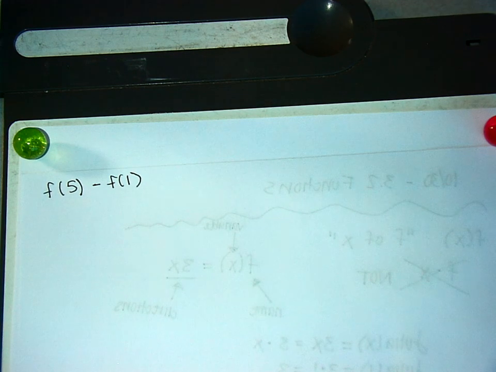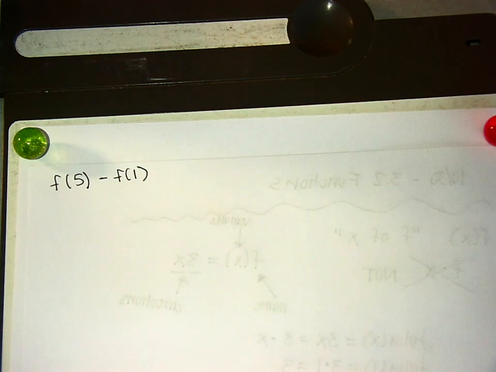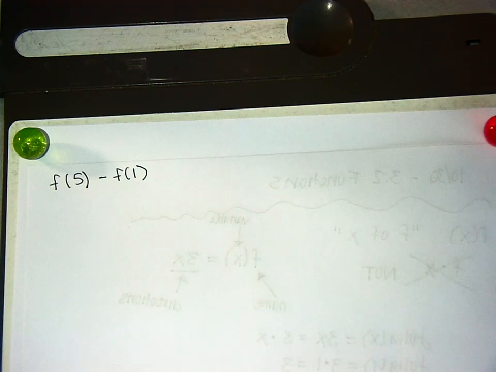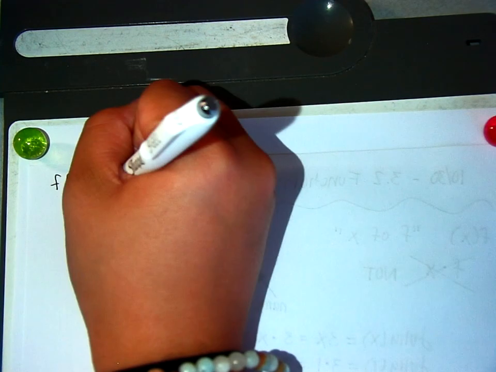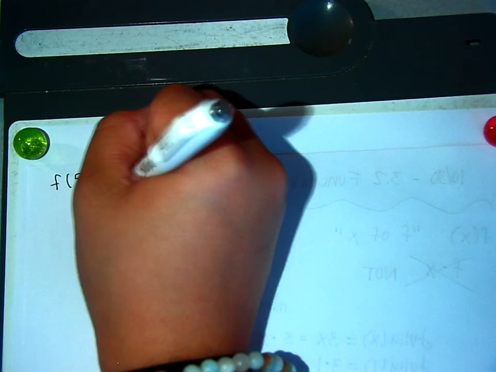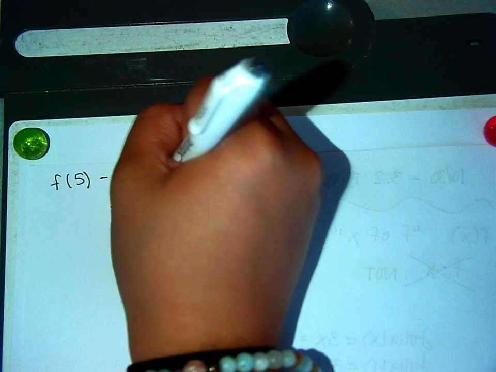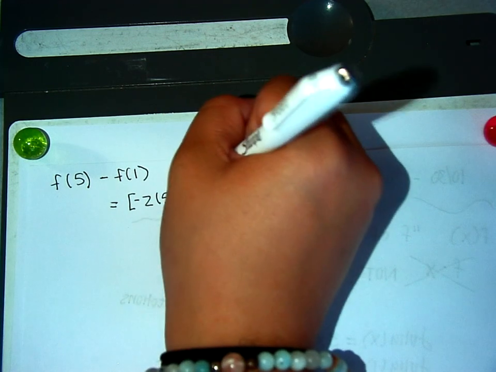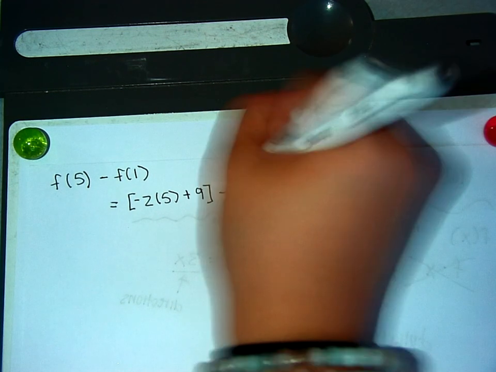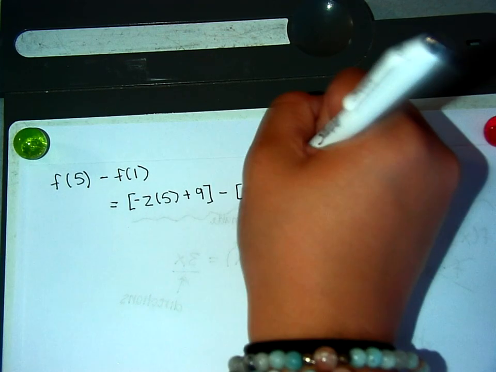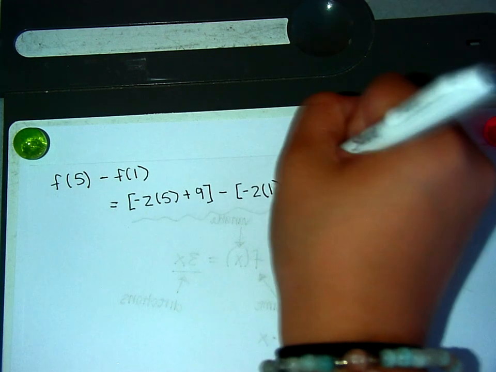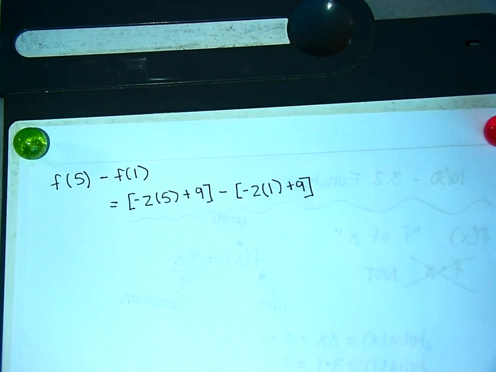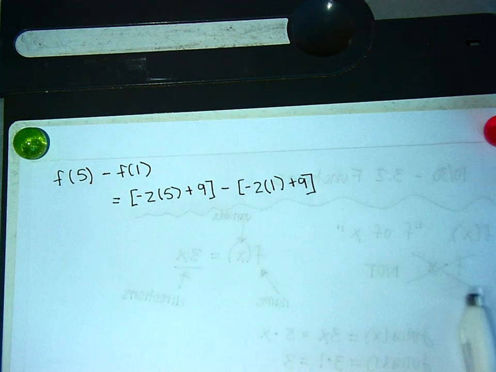Now, how do we set this up? What equation are we using? F of, yes, so that would be the negative 2x plus 9, right? But instead of x, what do we have to use? 5. So it would be negative 2 times 5 plus 9 minus negative 2 times what? 1 plus 9. Okay, with your post-it partner, try to solve this one.